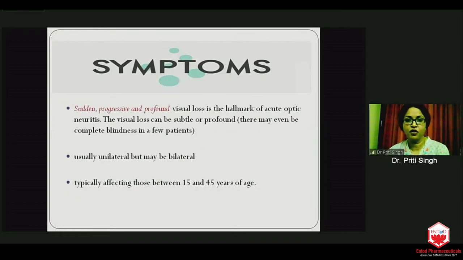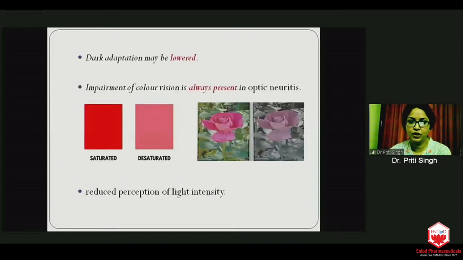Sudden progressive profound vision loss is the hallmark of acute optic neuritis. The vision loss reaches a trough about 1 week after the onset. It is mostly unilateral but may be bilateral and typically affects 15 to 45 years of age. Dark adaptation may be lowered. Impairment of color vision is always present in optic neuritis.